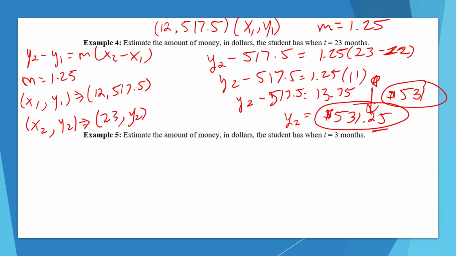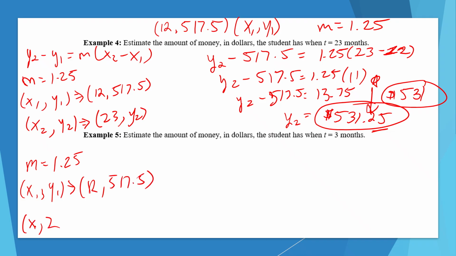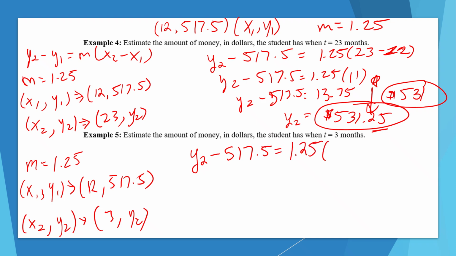Here, it's going to be the same exact thing, except this time our m and our x1, y1 will stay the same. So let me write those in real quick. But our x2 comma y2, let me just rewrite that. That's a little messy. x2 comma y2 this time is going to be 3 comma y2. So plugging this in, just make sure you plug in everything into the correct spot. So this should be y2 minus 517.5 equals 1.25 times 3 minus 12.